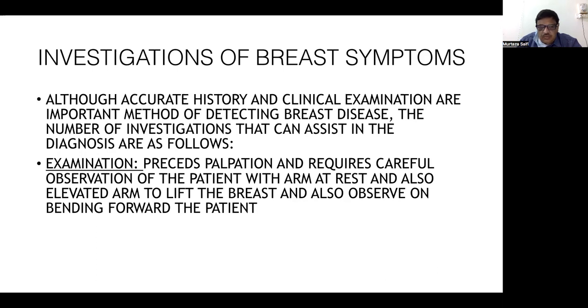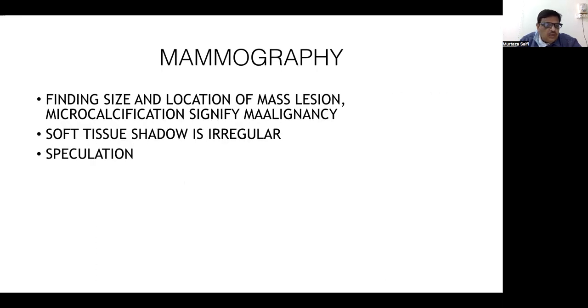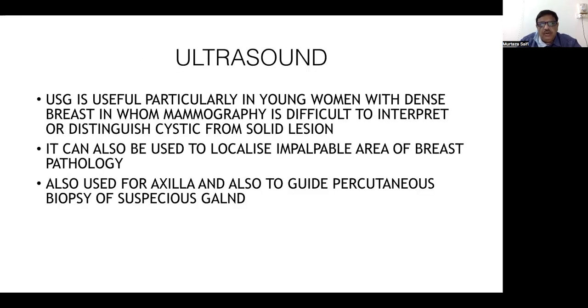So come on to the first investigation, which is the mammography. It finds size and localization of mass lesion. Microcalcification signifies malignancy in the mammography. Soft tissue shadow is irregular and spiculation is present in the mammography.